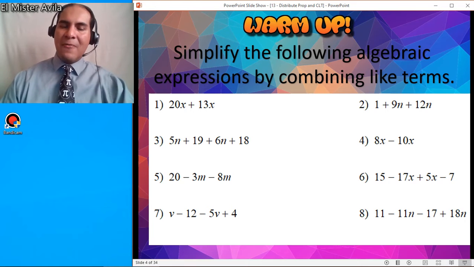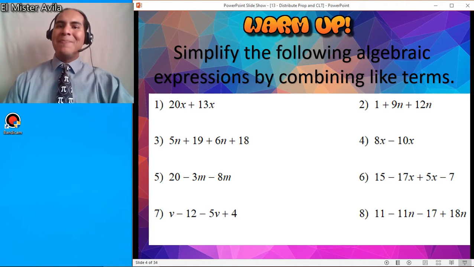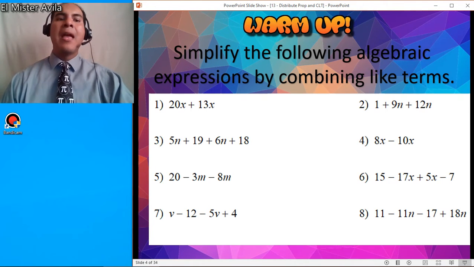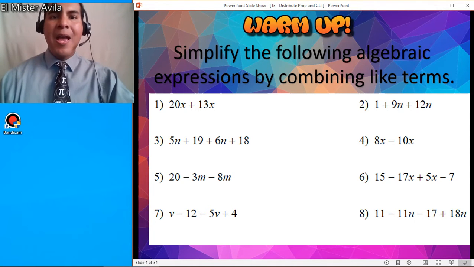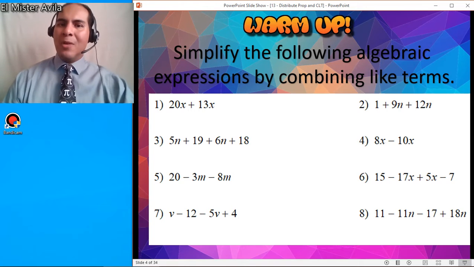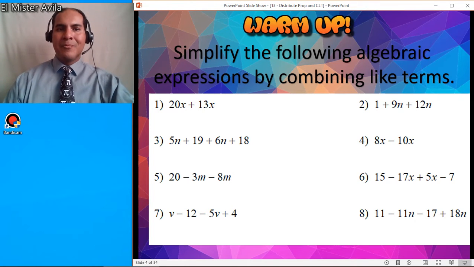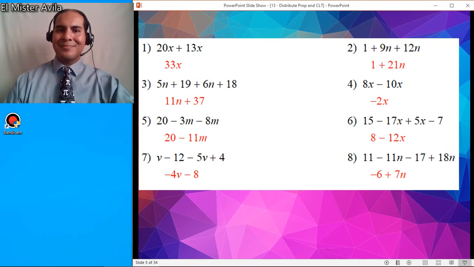The warm-up is based off of the previous lesson where we learned how to simplify algebraic expressions. Please write down these 8 expressions, simplify them, pause the video. When you're ready, we're going to move on to see if you have it right. Moving on in 3, 2, and 1.